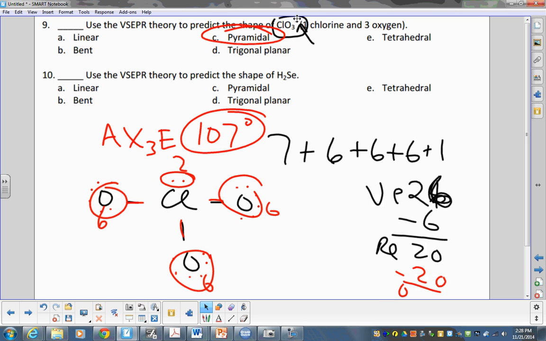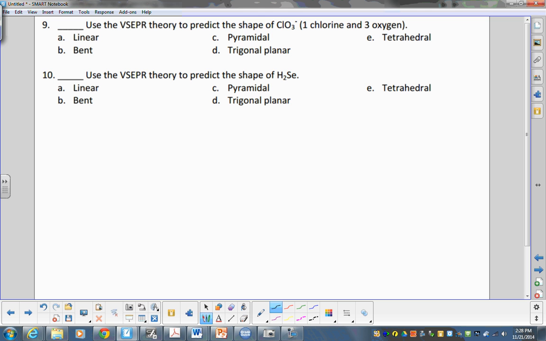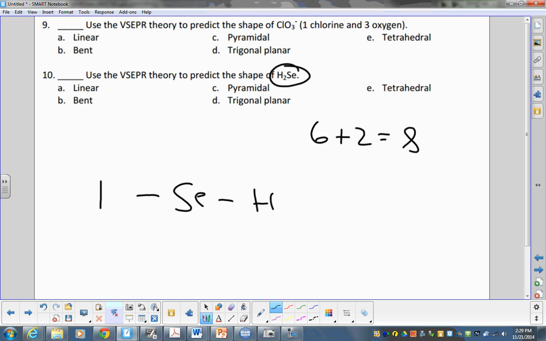Next one. Shape of H2Se. Se has 6, hydrogen, there's 2 of them, so a total of 8. So I go Se, line H, line H. Then I basically use 4. So 8 minus 4 is going to be 4 left over, or remaining. I only need 4 here because hydrogen's good. So it means it's all single bond, so I rock the dots.